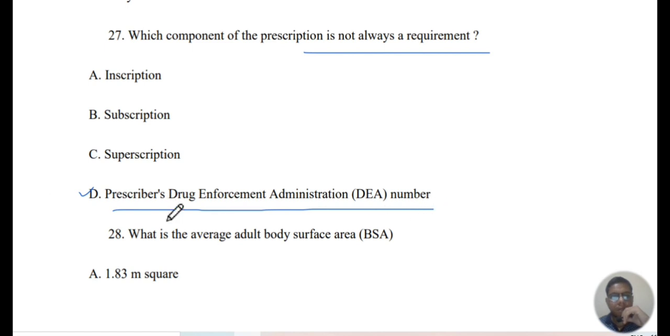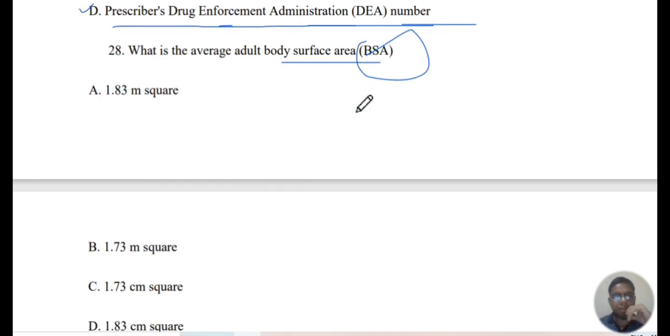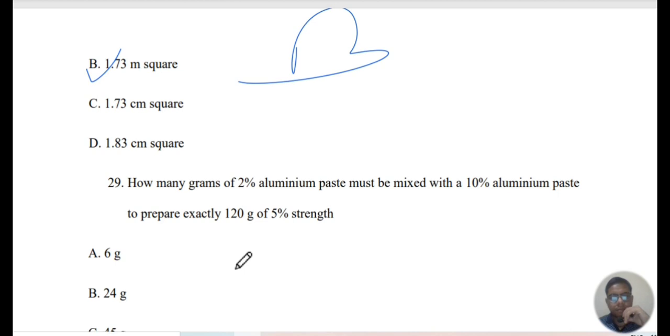DEA number मतलब drug enforcement administration and number. The answer is D. Next is 28 question number. What is the average adult body surface area? That means short form is BSA. The answer is B, 1.73 meter square. The answer is B. Next is 29 question number.